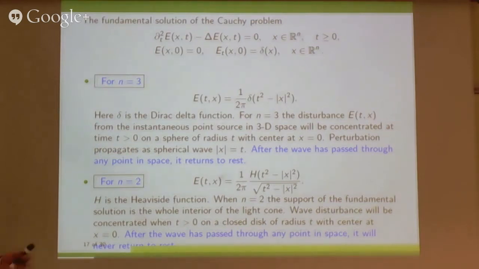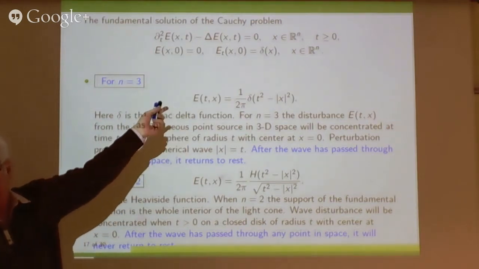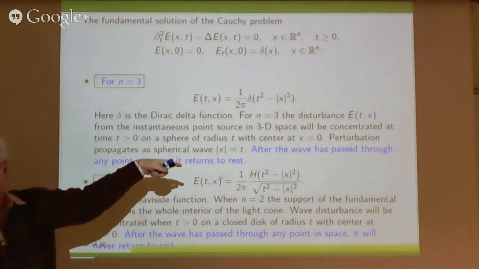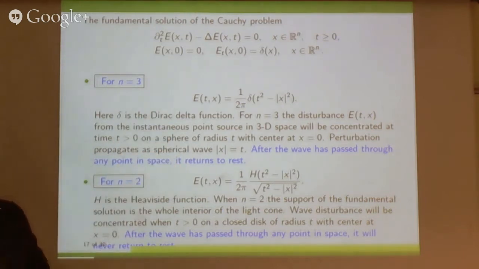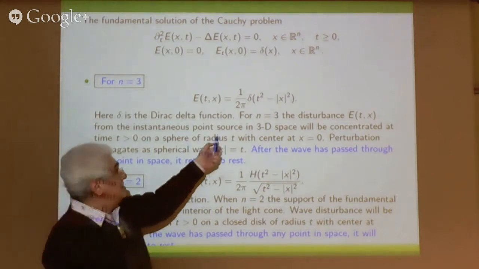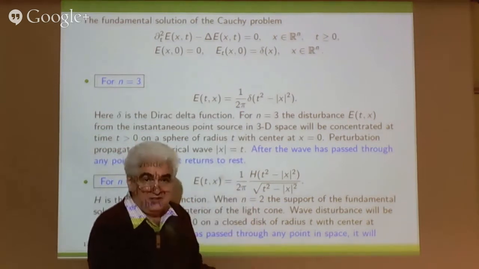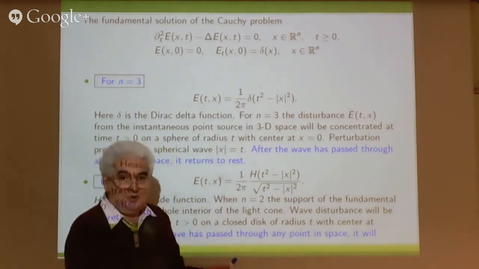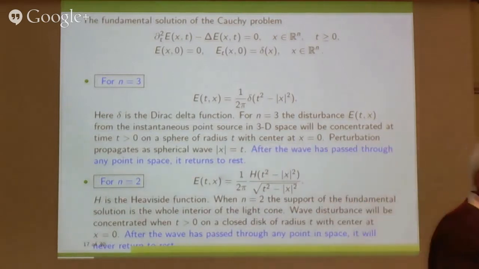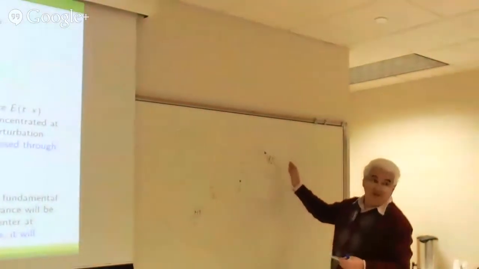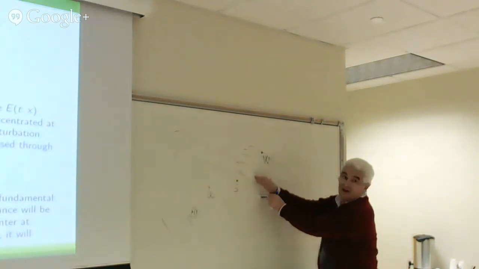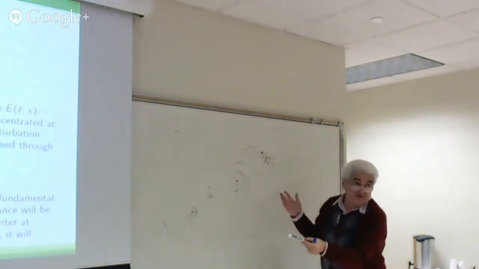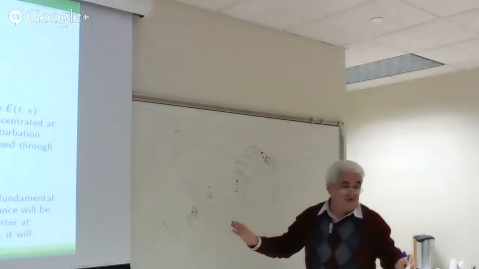It comes to rest if the dimension is 3 or an odd number. And it never comes to rest if the dimension is even. Because of the formula: the first formula contains integration over the sphere, and the other is integration over the ball. That is the point. If you integrate over a sphere, then after some time the sphere has too big a radius and it misses our point, and then the integral is zero. If you integrate over a ball, then it's always non-zero.